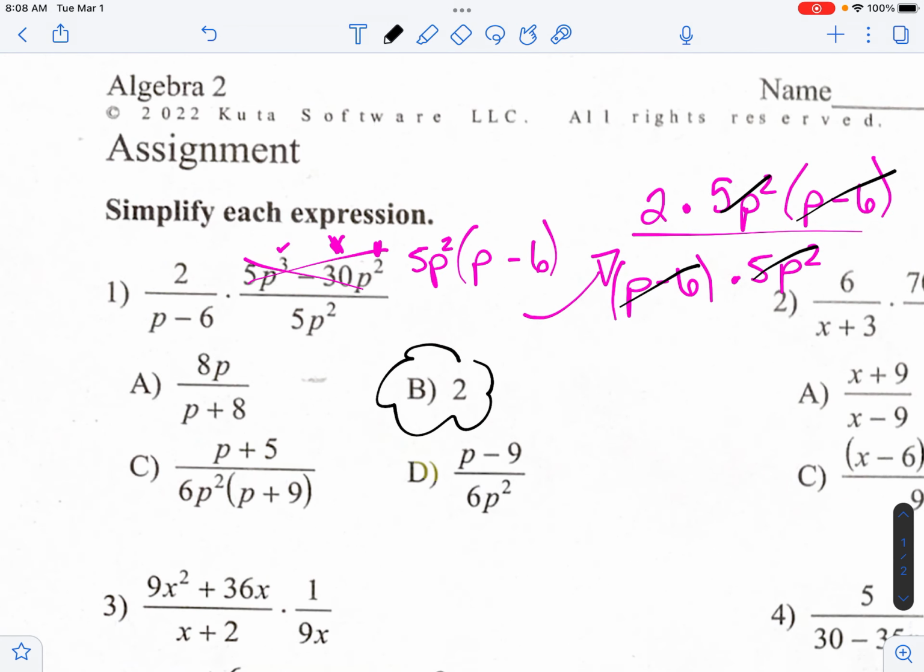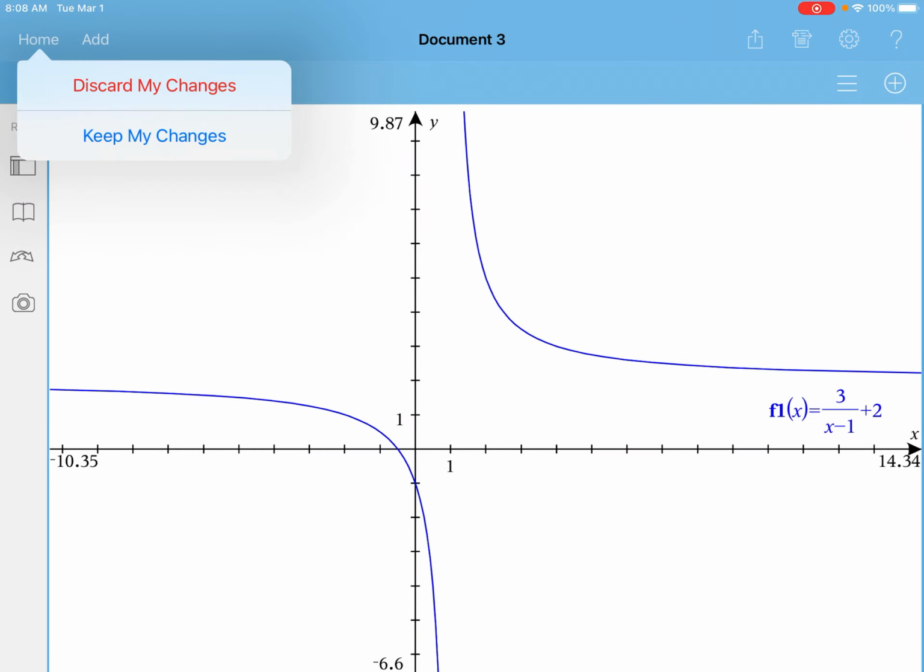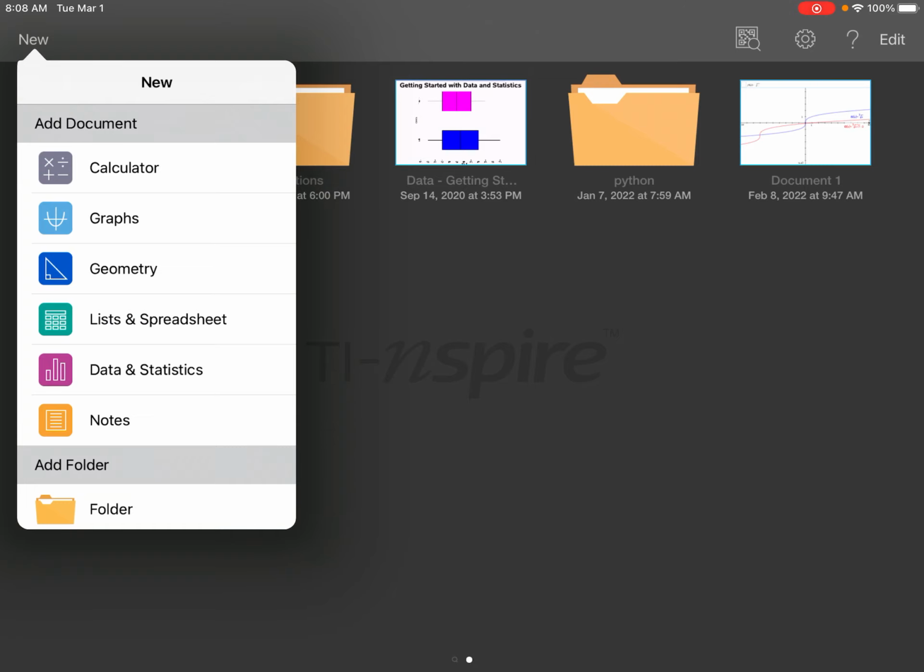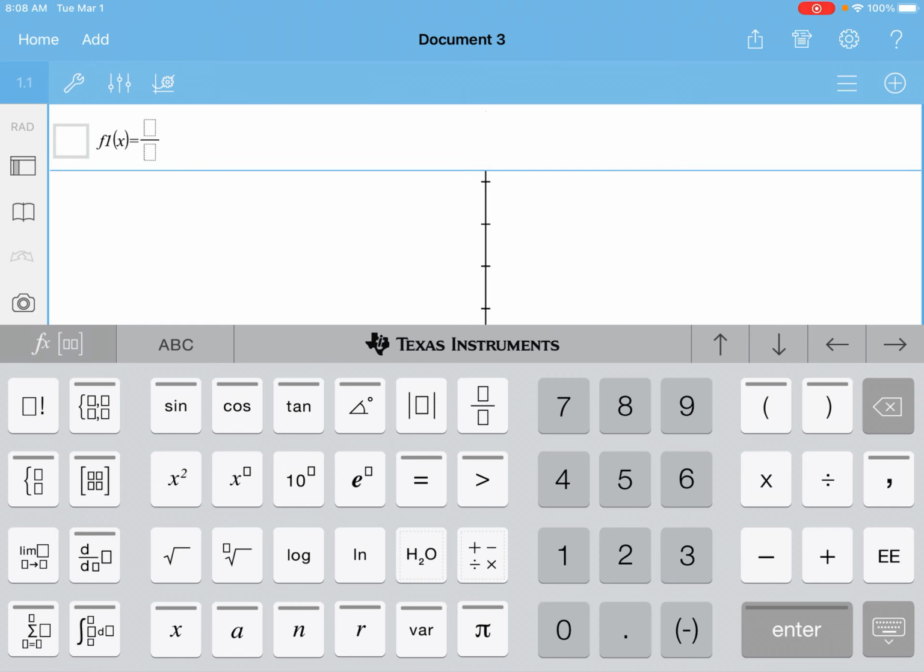Now, how could you do this in the calculator? How could I determine if the problem and the answer is the same on the Nspire? Well, let's pull up our calculator here. And we are going to go new graphs. And when you do this, it's going to take a little bit of time, but that's okay. The first thing we're going to do is create a fraction for our problem. And so we're going to do 2 over, now don't use the letter P, use the letter X.